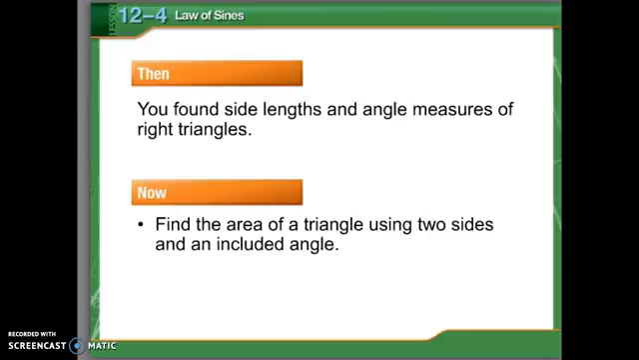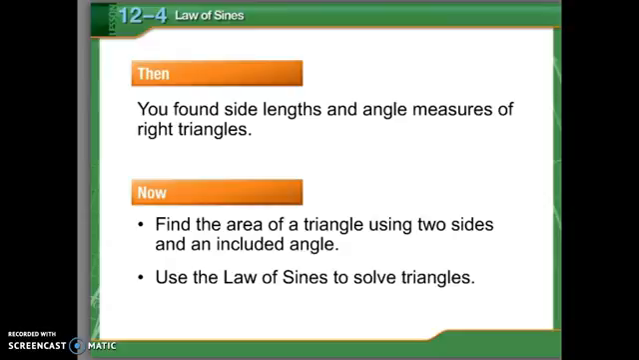So previously to this lesson, we found side lengths and angle measures of right triangles, and in this lesson we're going to find the area of a triangle using two sides and an included angle. If you remember from geometry, that would be side, angle, side. And we're also going to use the law of sines to solve triangles, meaning to solve for any missing sides or missing angles from a given triangle.